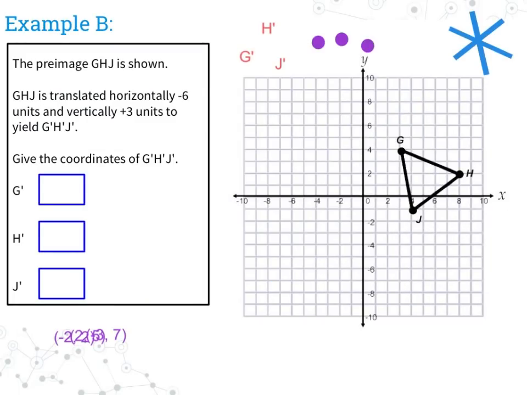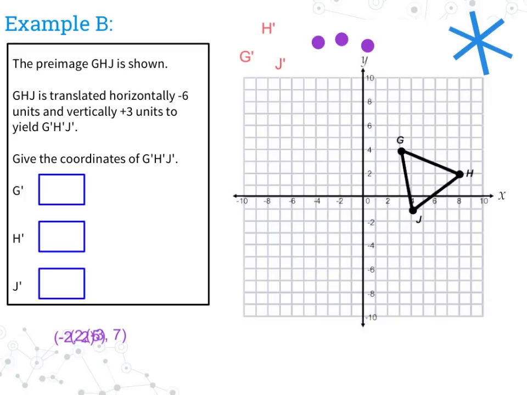Let's take a look at example B. The preimage GHJ is shown. GHJ is translated horizontally negative 6 units and vertically plus 3 units to yield G prime, H prime, J prime. And it wants us to give the coordinates this time.